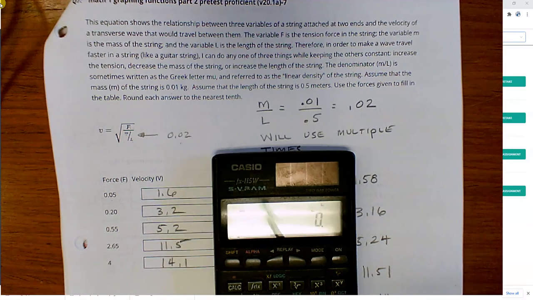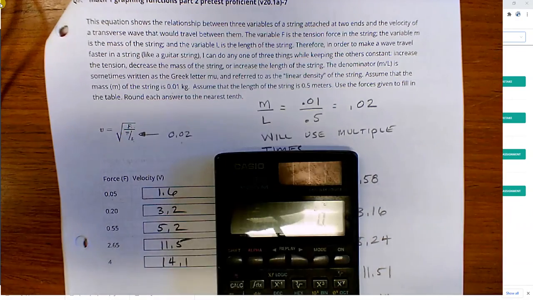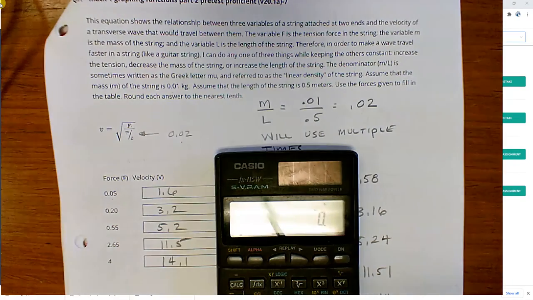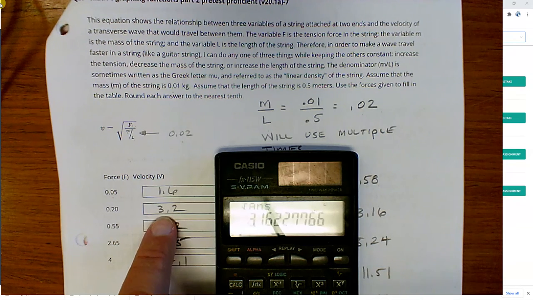I'll do it again. That glare on my calculator is kind of crazy. Then you can't see it though. If I do that, you can't see the calculator. Okay. So I go 0.2 divided by 0.02, and I take the square root of that, and I get 3.16, which is 3.2. And that's how I do it.